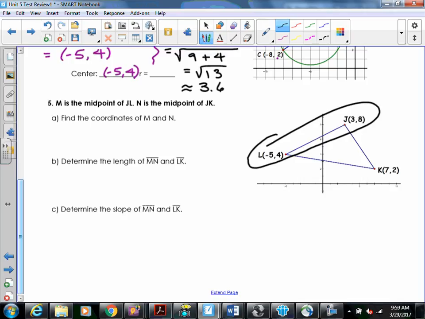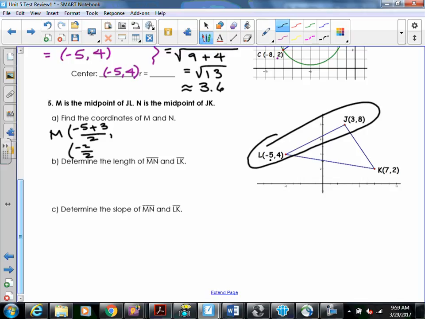All right, you're going to add your x's and then divide by 2. So -5 plus 3. All right, so to get M, you are going to add the -5 plus 3. What is -5 plus 3? Come on, -5 plus 3 and divide by 2. So that's going to be -2. Okay, so that's going to be for your x's. We'll simplify it in just a second.